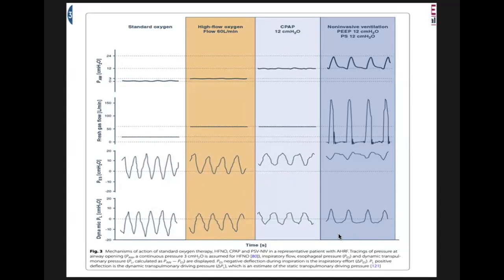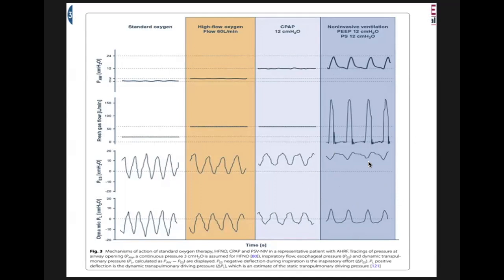Coming on to CPAP, it maintains a fixed pressure at 12 centimeters of water throughout the respiratory cycle, as indicated by the consistent airway pressure tracing. This reduces the esophageal pressure swings and stabilizes the transpulmonary pressure, supporting alveolar recruitment and oxygenation.